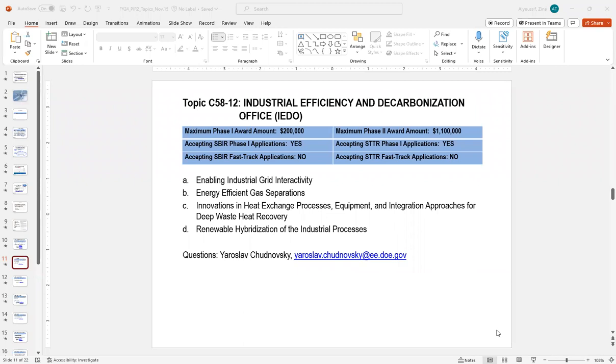Okay. Let me see if there are any questions. Yes, would solar thermal with TES and a direct heat source that would serve plant combustion or electric heating apply to this topic?